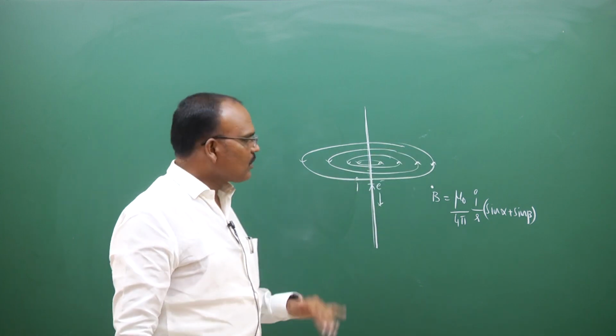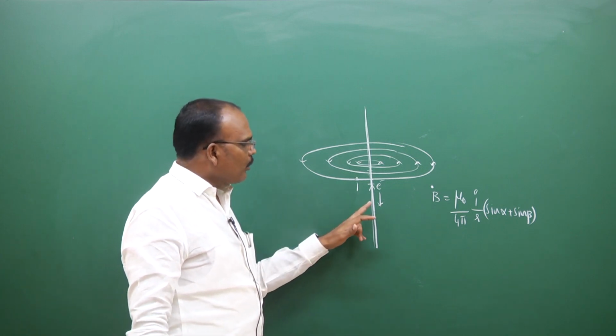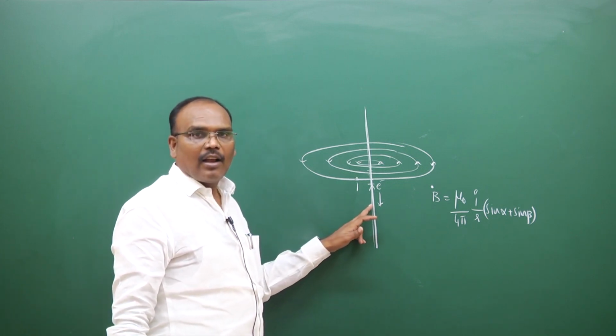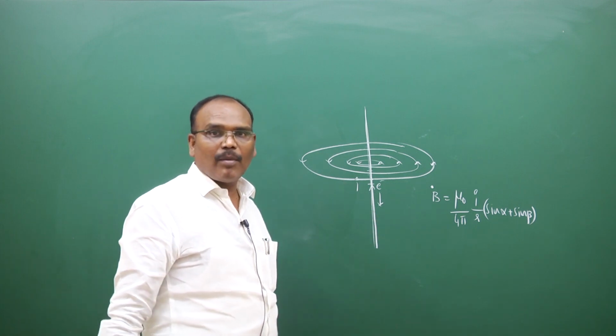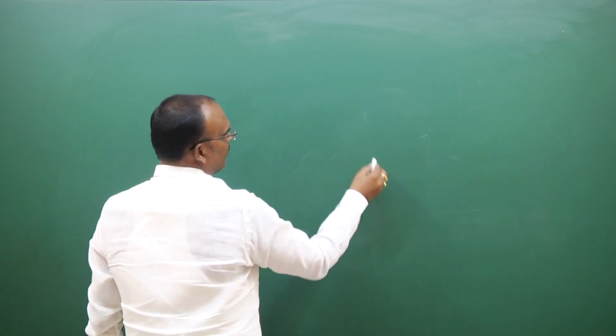Okay? So that's why, now what we are going to do, this current carrying conductor we will bend in the form of a circular ring. This is a circular ring.